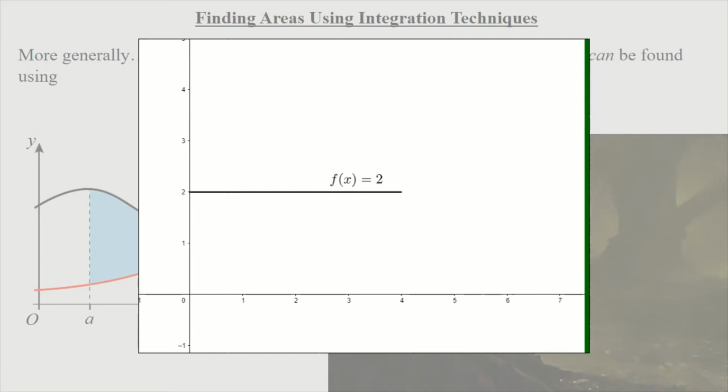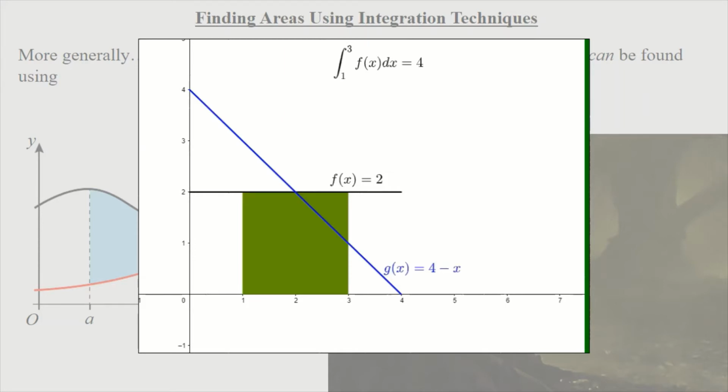So first we're going to look at the function f of x equals 2 defined between x values 0 and 4, and we are going to integrate this between the lower limit x equals 1 and the upper limit x equals 3, like so. And I can also represent this as an integral from 1 to 3 of f of x with respect to x, and you can see quickly working out the area of the square.